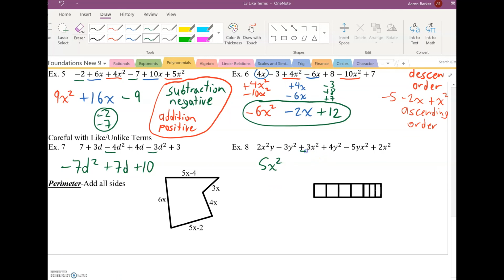So we have 5x squareds. How many y's do we have, or y squareds? Well, we have 1y squared. We don't need to write the 1 in front. If you do, it's not wrong. It's just something extra you don't need. And then what about this?